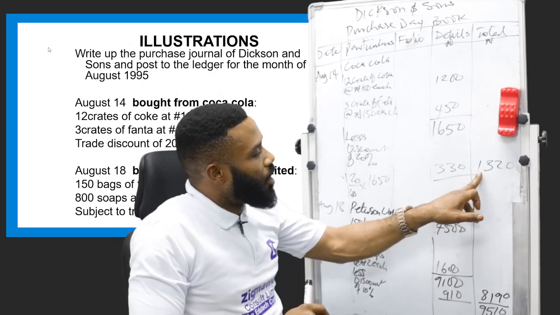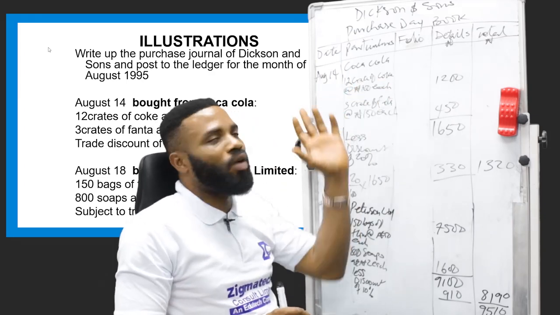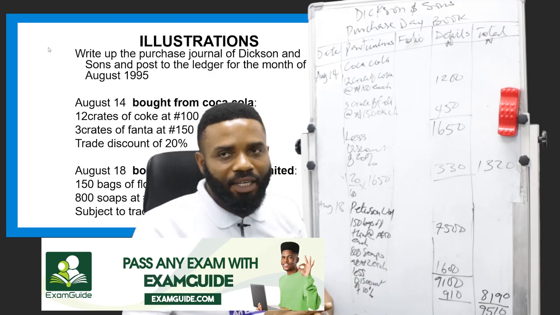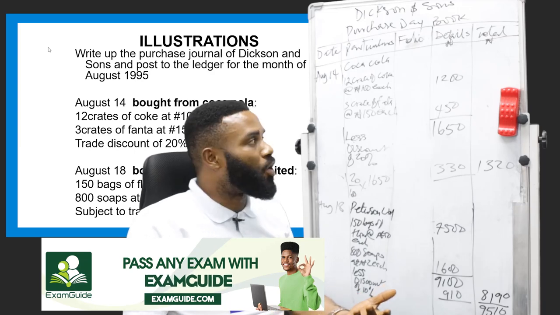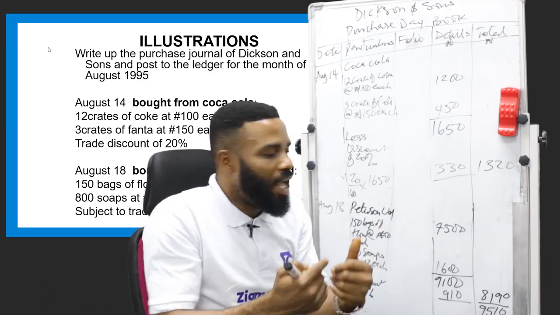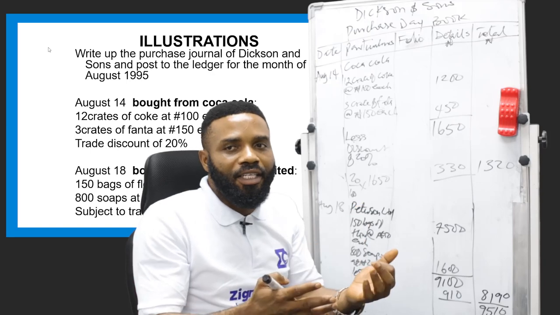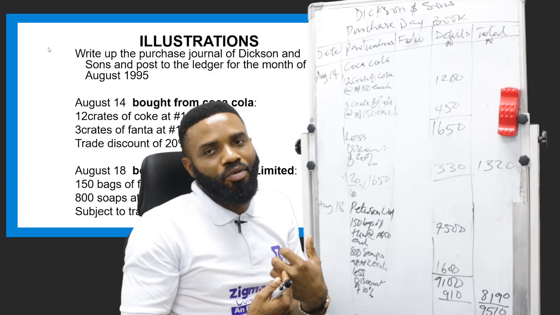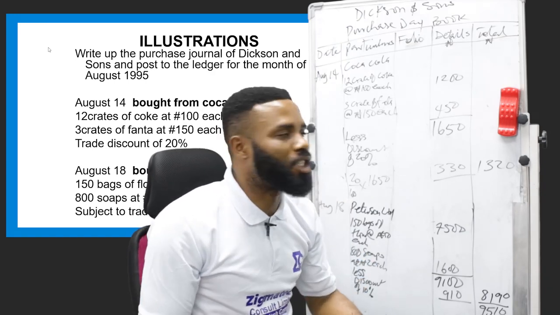However, 1,320 is expected to be credited to Coca-Cola. And then 8,190 is expected to be credited to Peterson Limited. The reason is because Coca-Cola has given out a value, so they need to be credited. And then Peterson has also given out a value and they need to be credited. Meanwhile, Dixon and Sons, they are the one receiving the value. That is why they need to be debited.